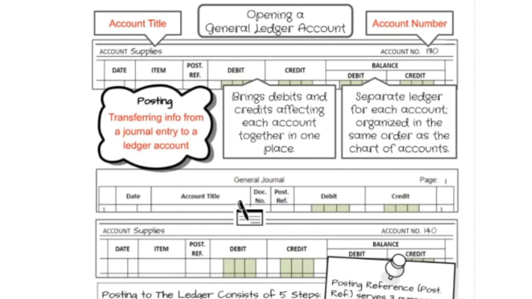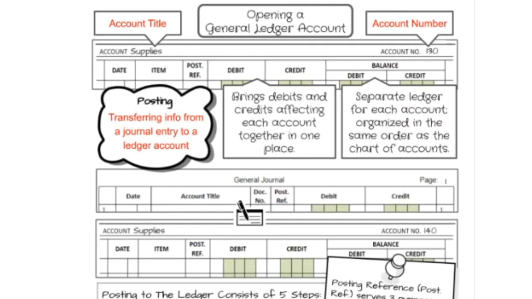Posting is defined as transferring info from a journal entry to a ledger account. And this is beneficial because it brings debits and credits affecting each account together in one place. For example, if you want to know what's going on in your cash account, it is much easier to look at only what's going on in the cash account rather than trying to sort out where cash is affected in a general journal. So it makes it much easier to figure out what's going on in a specific account.